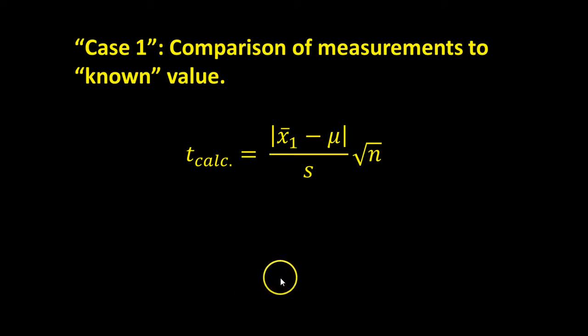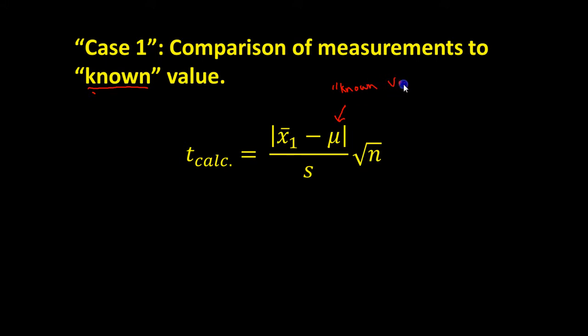Case 1 is called comparison of measurements to a known value. And so the key that you're looking for is something where there's a known value. This is sometimes considered if you're measuring a standard concentration or an agreed upon value, something along those lines. Those are keywords you look for. These are things that require special attention here. This is mu, the known value.